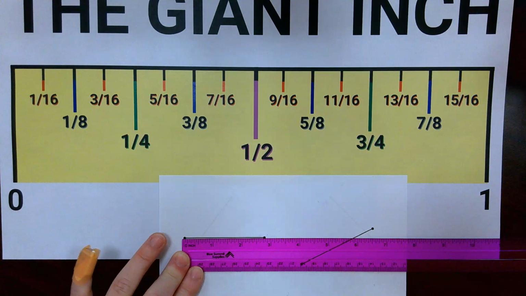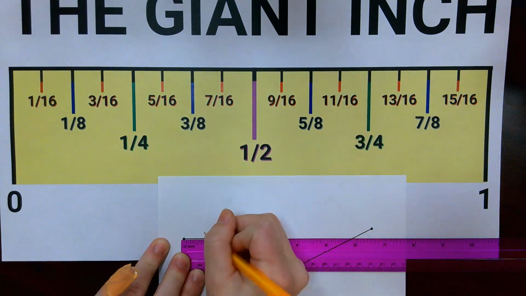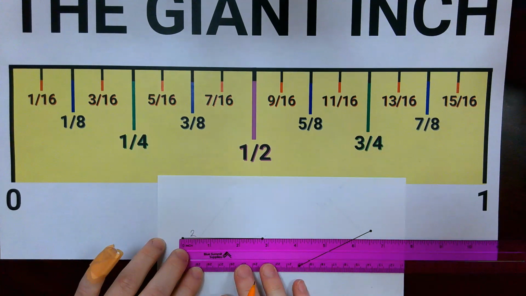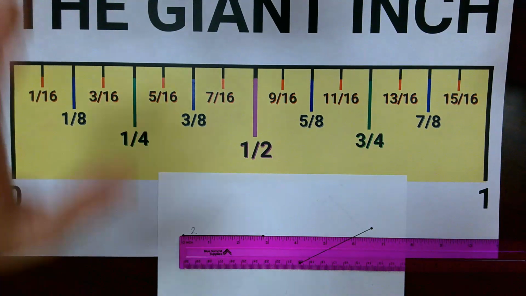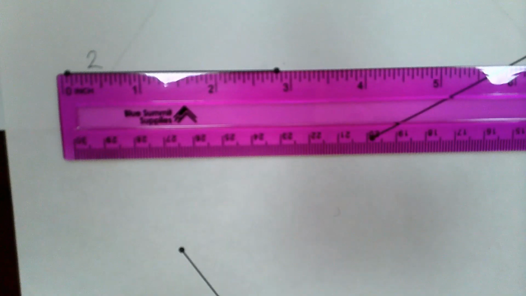So I can already tell it's at least 2 inches. Is it 3 inches? No, it's not quite to the 3. So we know it's going to be 2 and something inches, right? So I'm going to write a 2. And let's figure out the fraction now. Let me get this real tiny. Make it a little closer. Y'all, we're struggling. Okay. Come on.